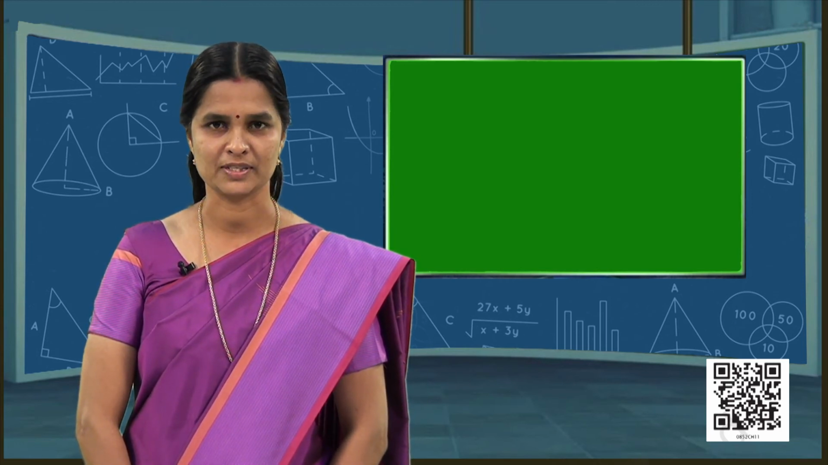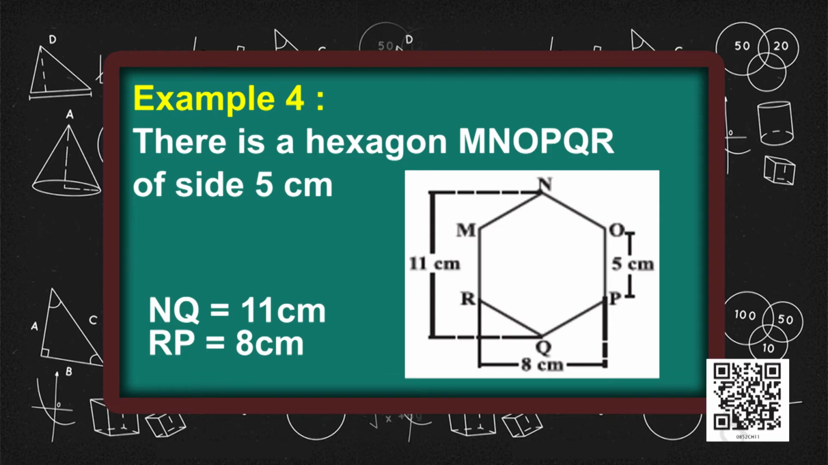Let us try to do this. Example 4. There is a hexagon MNOPQR of side 5 centimeter. Now, you need to find out the area of this particular hexagon.